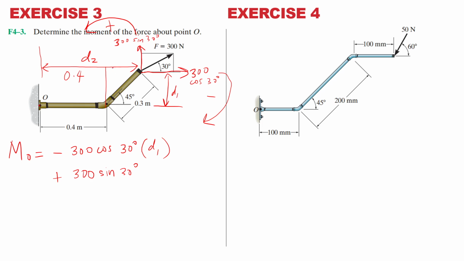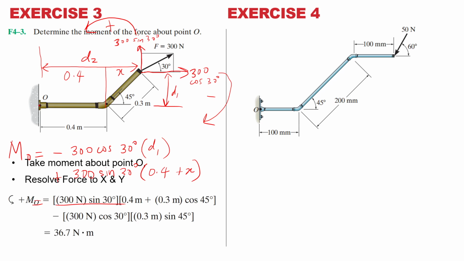D2 is a combination of these two. 0.4 plus this distance. X is X. D2 which is 0.4 plus X. X you can find, right? This is a triangle. 0.3. This is D1. This is D1. You get the answer. So you find out whether negative wins or positive wins. So press in your calculator, do it properly. And you get the answer.